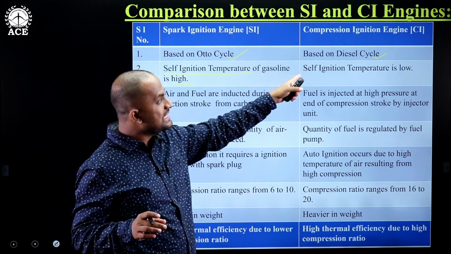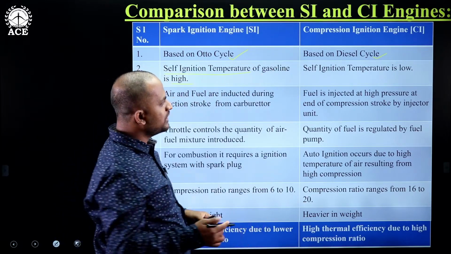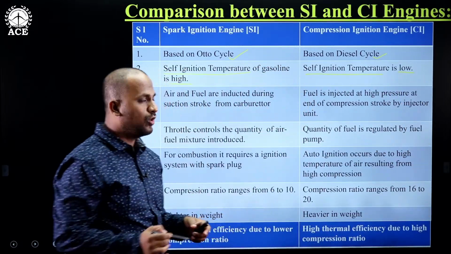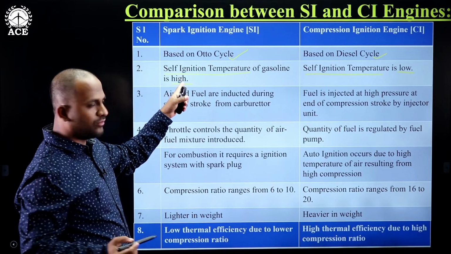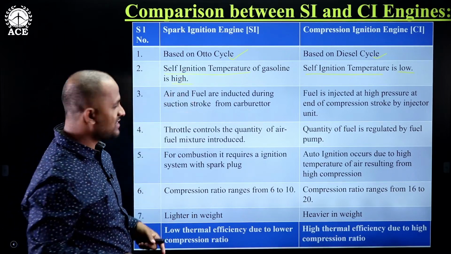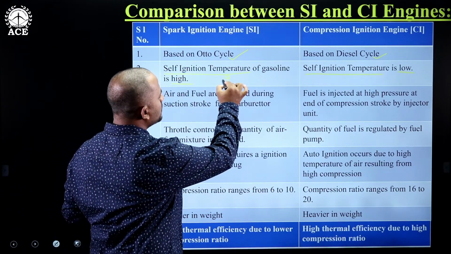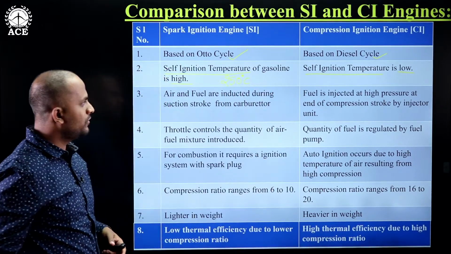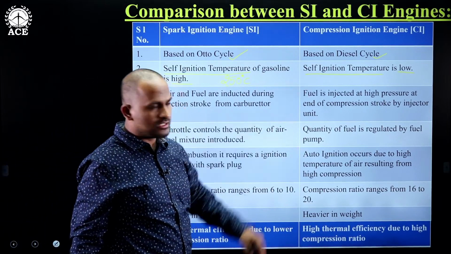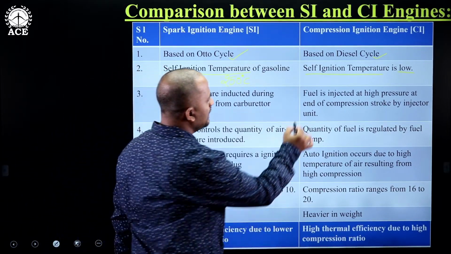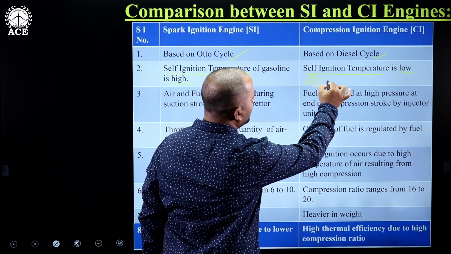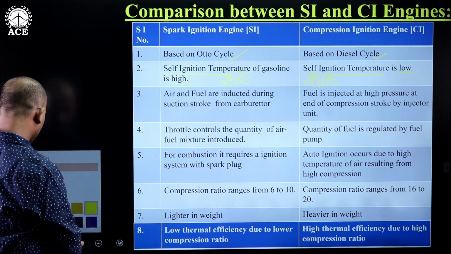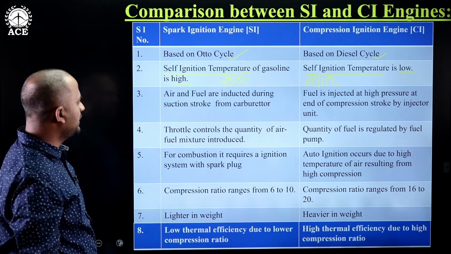Whereas in the case of CI engines, the self-ignition temperature of the fuel is low. Now what will be the value for the fuels we use, like petrol or gasoline? It will have a self-ignition temperature of 250 degrees Celsius, whereas the self-ignition temperature of diesel, as I already said, is 21 degrees Celsius.